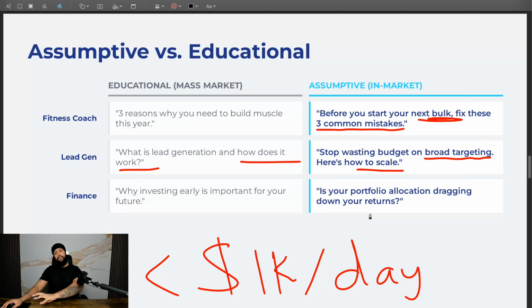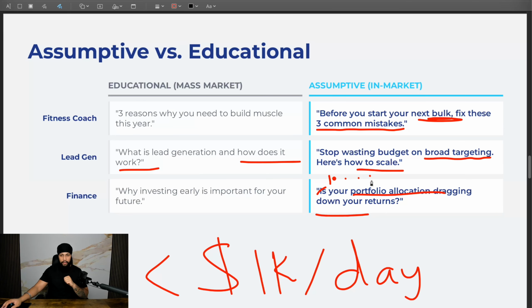And you want to be going after someone who already understands what a portfolio is. They already understand what investment is and why they should be doing it. But they're looking for a solution that will give them higher return on their investment, okay? And a good piece of content for that specific market segment, that person who is at the higher level of awareness, okay, a good piece of content for them is: is your portfolio allocation dragging down your returns? Okay, or if you want to go one step further, you'd be saying how.